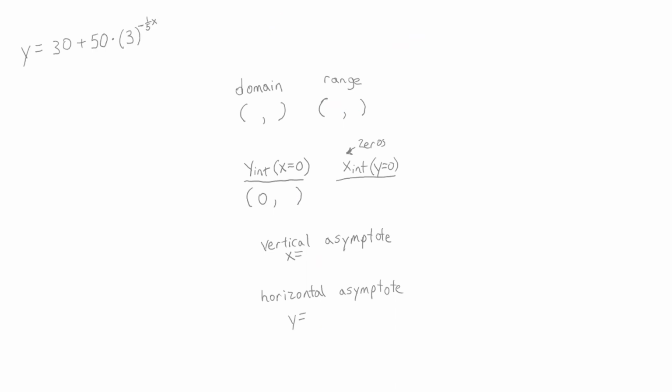If we change this function, what would happen? How would the graph change? Well, remember that the function we just looked at said y equals 30 plus 50 times 3 to the positive 1/5 x. When we graphed it, we had an increase. So how does changing the x to the opposite affect a graph?